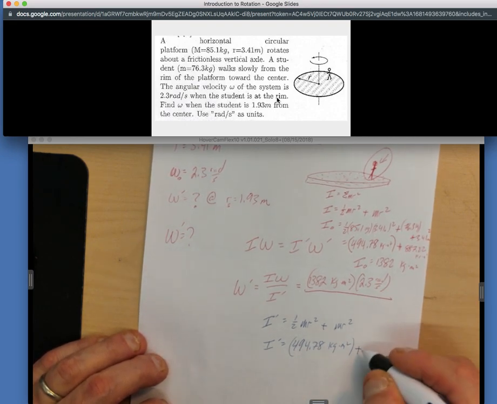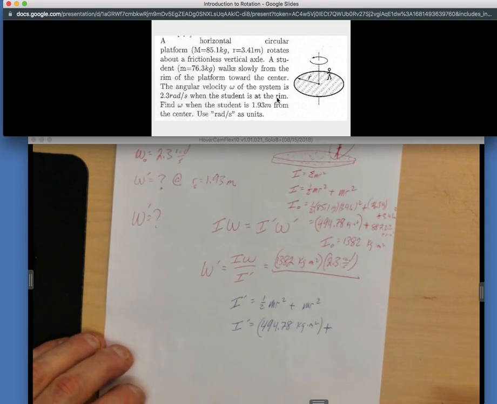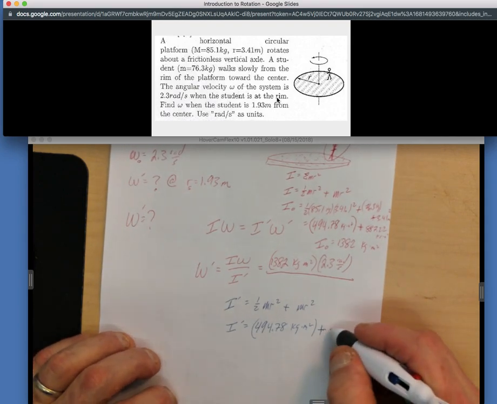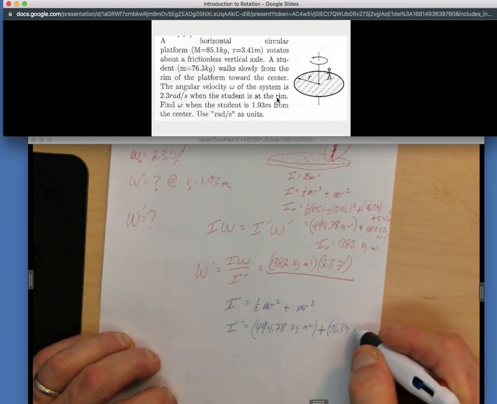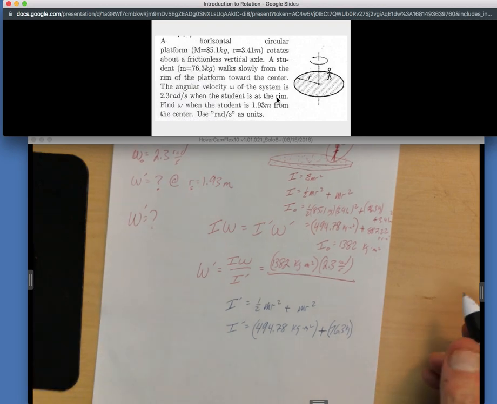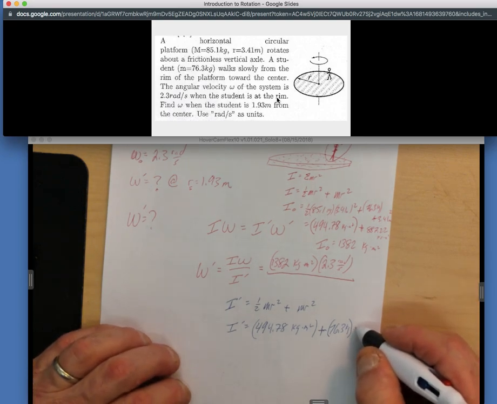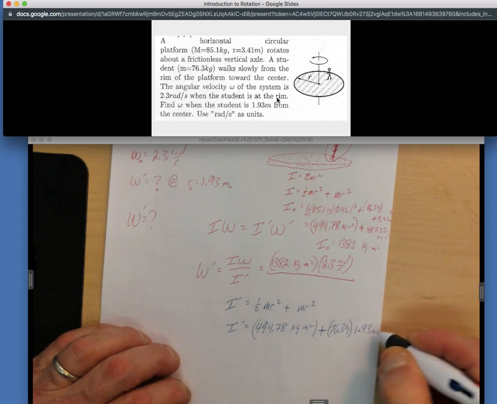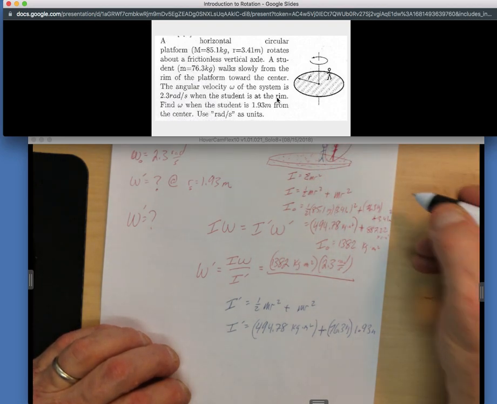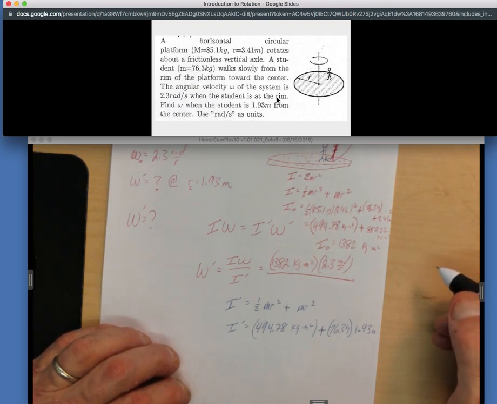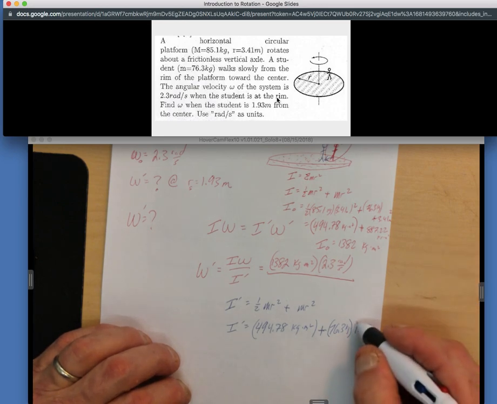And then I'm going to add the moment of inertia of the student at their new location. Well, the student is still 76.3 kg. But they are now at a distance of, what does it say, r prime? Do I have that somewhere? 1.93 meters? Yeah. Now they're 1.93 meters. They're not 3.41 meters. They've traveled inwards to the 1.93 meter mark. They walked from the edge inward, and so the disk got easier to spin, and so it would speed up.